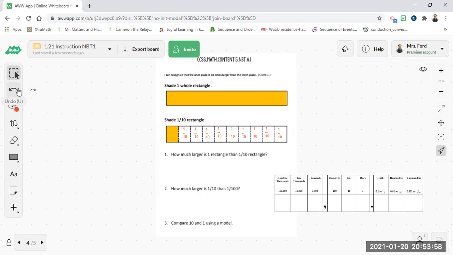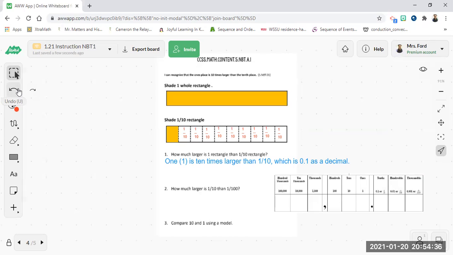For question 1, it states, how much larger is one rectangle than 1/10 of a rectangle? What do you think? How much larger is that one whole rectangle compared to the 1/10 of a rectangle? Well, that one whole rectangle is 10 times larger than the 1/10. Another way that you can write 1/10, instead of in a fraction, you can write 0.1 as a decimal, just like you see in our chart below.